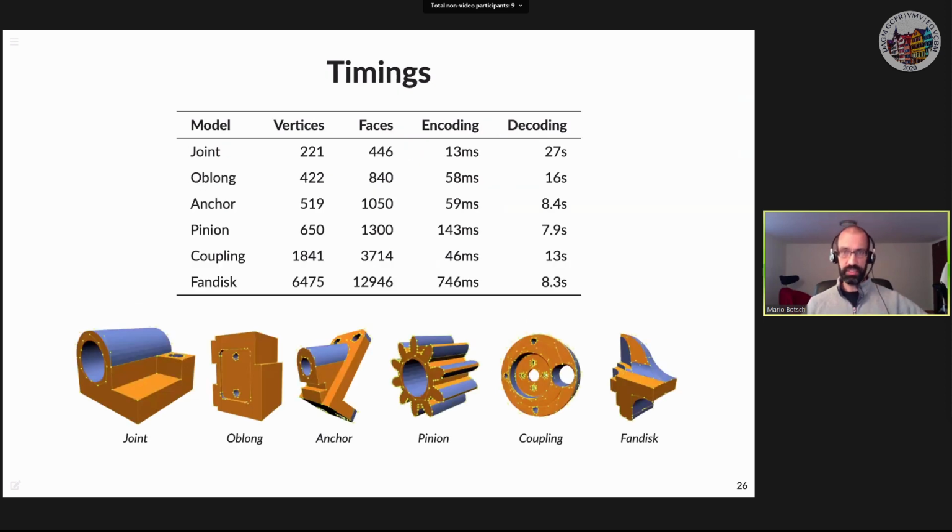What about timing? The encoding phase is very fast, not very hard to implement. The decoding phase requires this two-step nonlinear least squares optimization. This is a bit more demanding and takes, I don't know, about 10 seconds up to 30 seconds for the models I showed you.